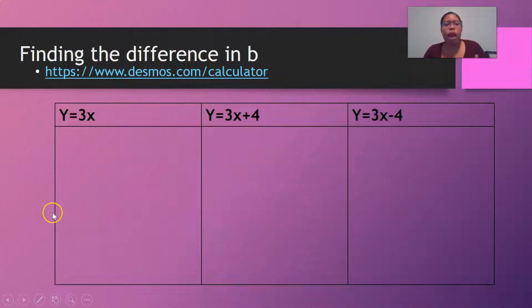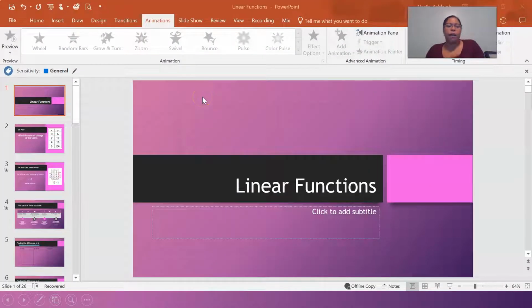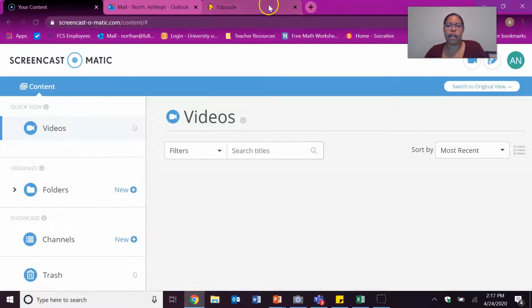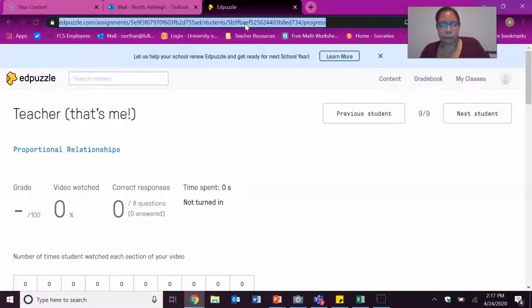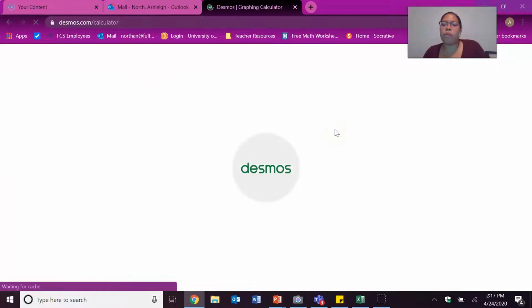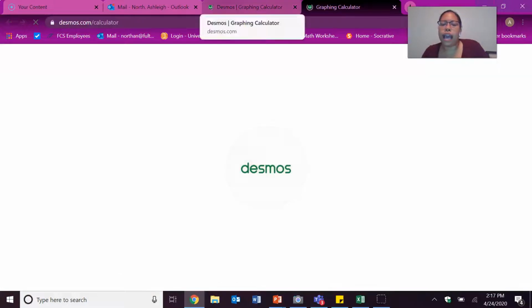So first, I want to visit Desmos.com. If you haven't used that in your class, it's a really cool website that shows us, if I give you an equation, what the line would look like. You can go to Desmos.com/calculator. You don't need to log in for anything like that. I want to see how everything in this equation actually affects the line.